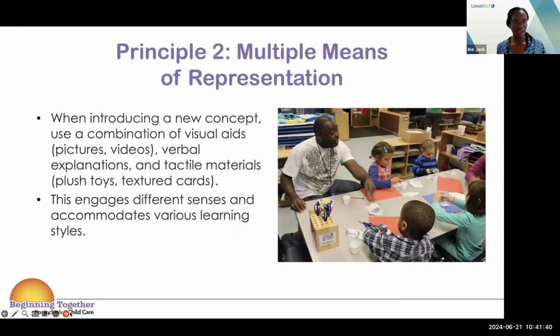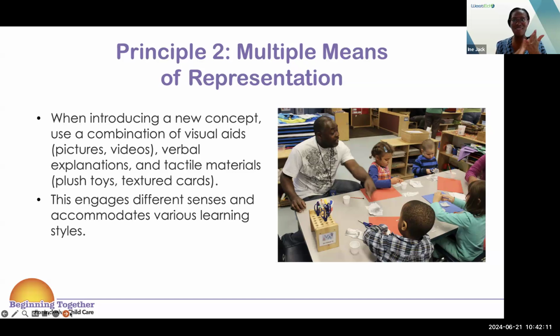Great. I agree. So the second principle is kind of what I was just talking about in my example of the shapes, multiple means of representation. So when we're introducing concepts, like I just discussed, just having a combination or a variety of ways to introduce that. Visuals, pictures, videos, trying not to do screen time for this age, verbal explanation, some tactile, different feelings. So plush toys, texture cards.